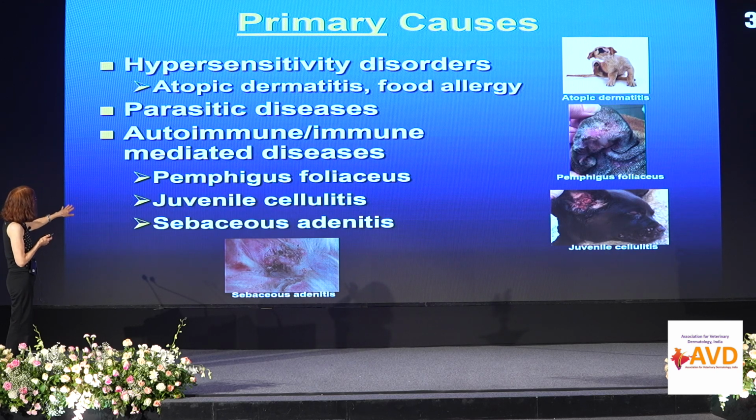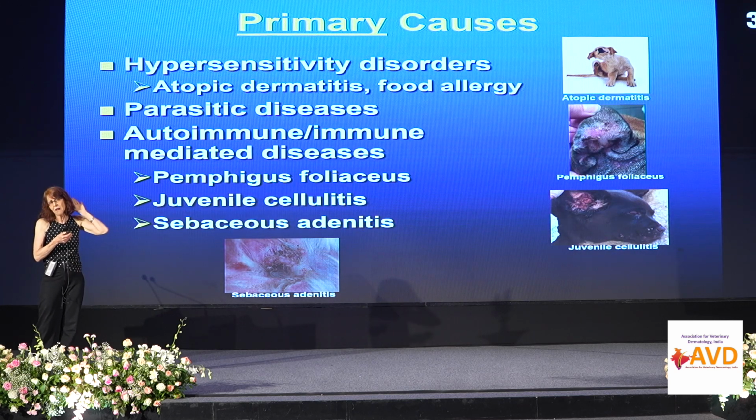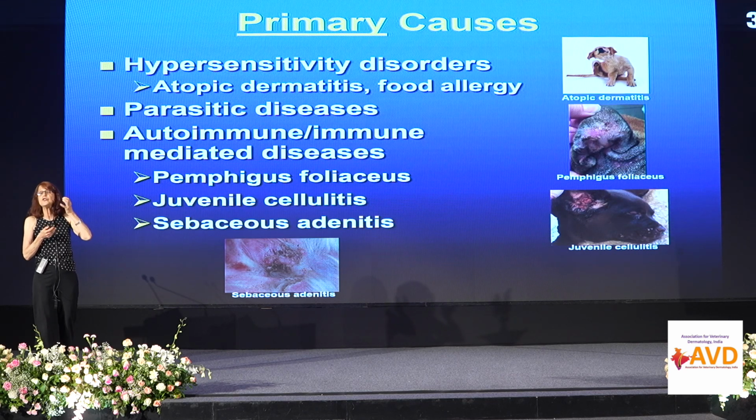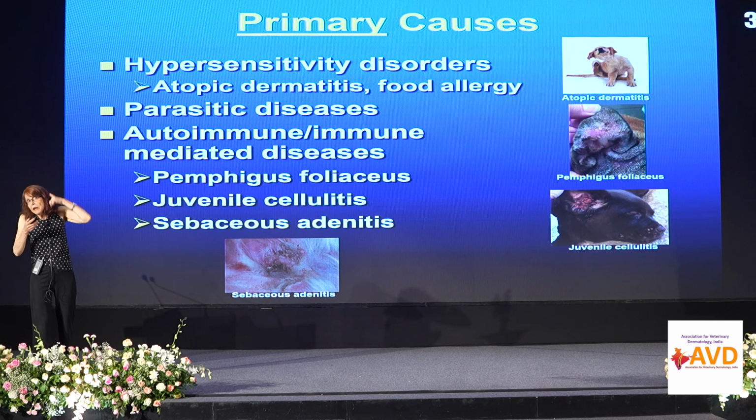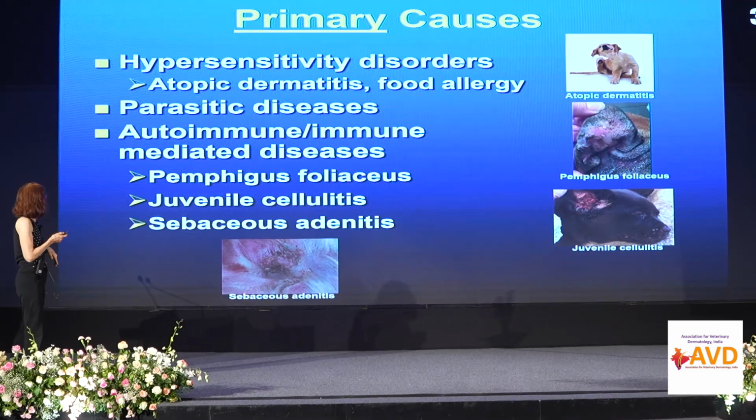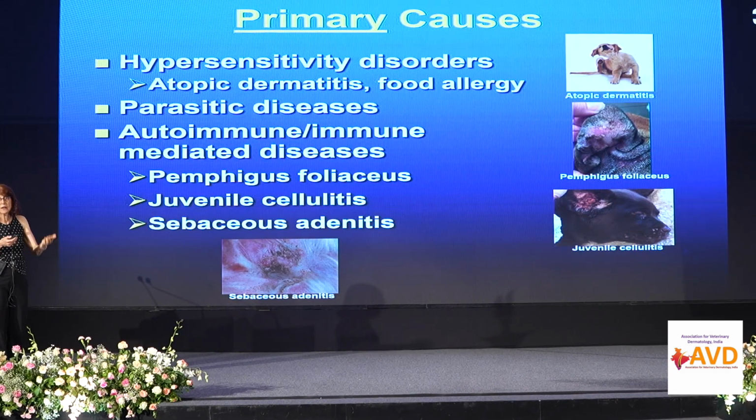Autoimmune or immune-mediated diseases, pemphigus foliaceus, the concave aspect of the pinna, also convex, but more typically concave aspect of the pinna is often affected in pemphigus foliaceus, and that can extend to some extent to the upper portion of that vertical canal. Juvenile cellulitis, Dr. Marcelo talked about that a little bit yesterday. So muzzle, chin, ears, often affected, as you know, pinna and canal.